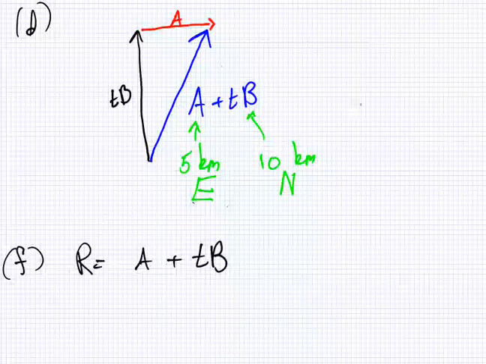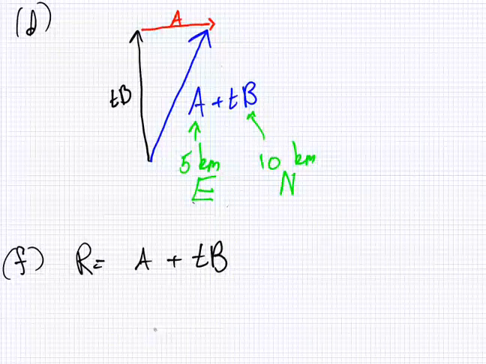What do you think? The dimension is B squared, right? B squared. And the unit will be 10 kilometers. No, not this. Let's have a look at it.